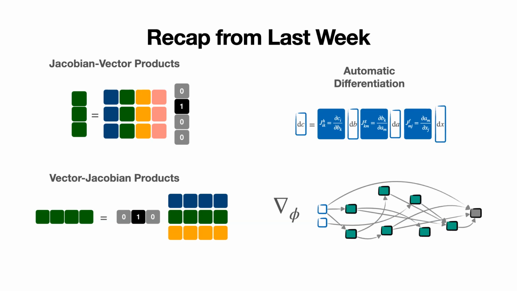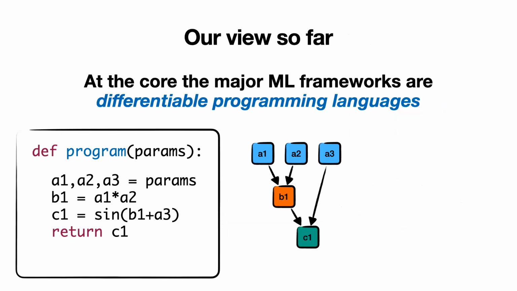We went through it in a fairly mathematical way, but then in the exercise you've seen that all of this is nicely wrapped together in machine learning frameworks. What I said last week is that at the core, most of the major machine learning frameworks are really thought of as differentiable programming languages. So they're programming languages in which you can just write a computer program as you would normally do, right?